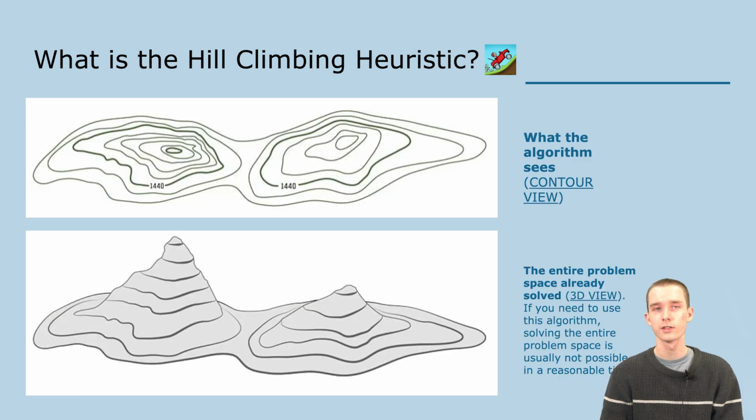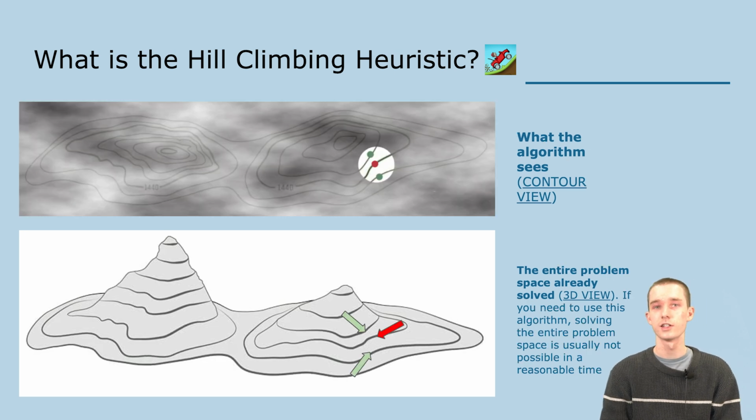So here's an abstracted example. We've got two images here. The top one and bottom one are the same, one of them is just a contour view. For the example, I'll show the top image as what the algorithm sees and the bottom as the entire problem space already solved. As you can see here, when we start off with the hill climbing algorithm, we have this fog of war that the algorithm can't see. It hasn't solved the efficiency of all of those spots. We can only see what's in that circle. The red spot is where we've started, and the green spots are the neighbors.